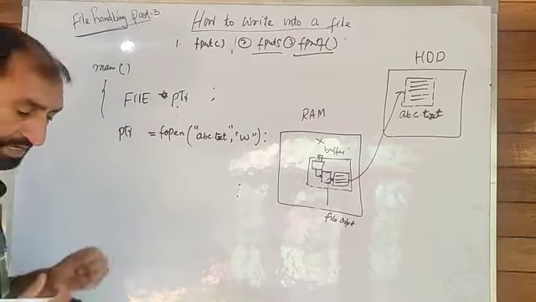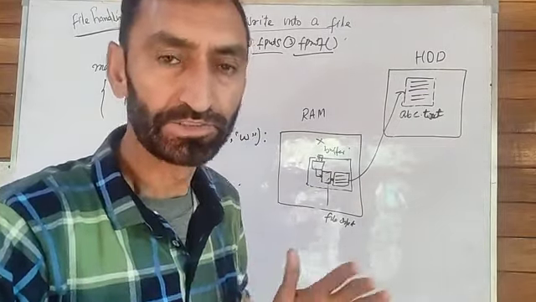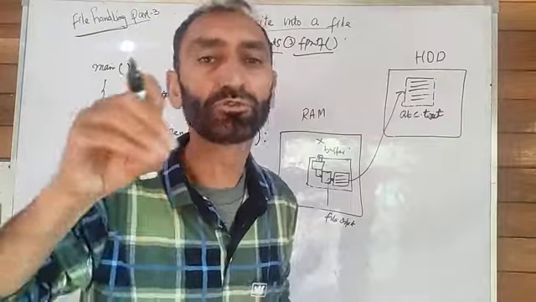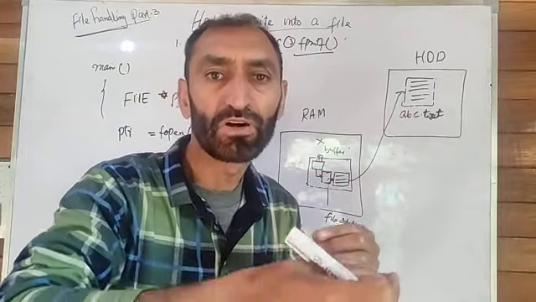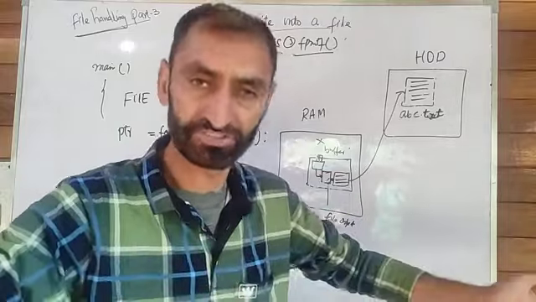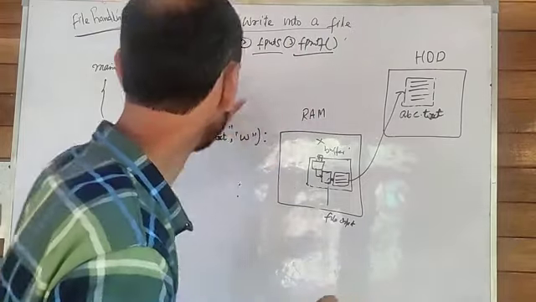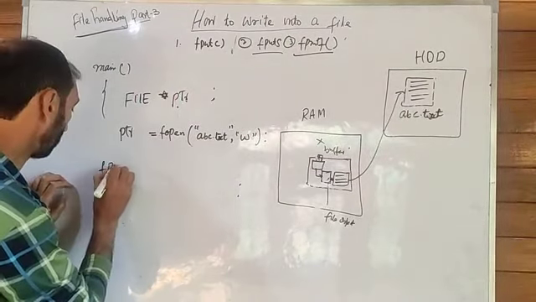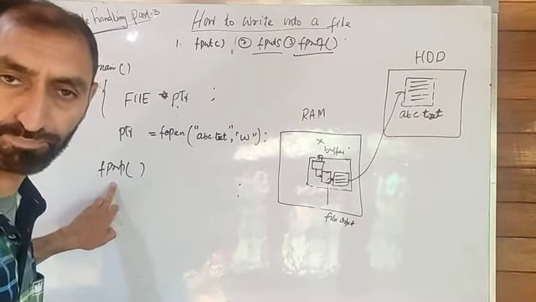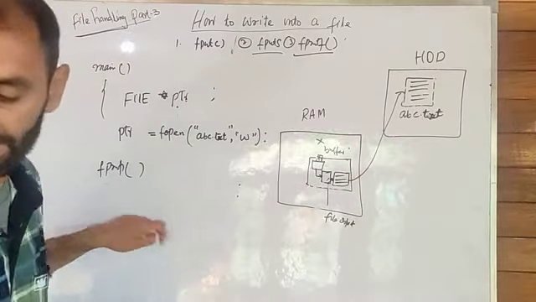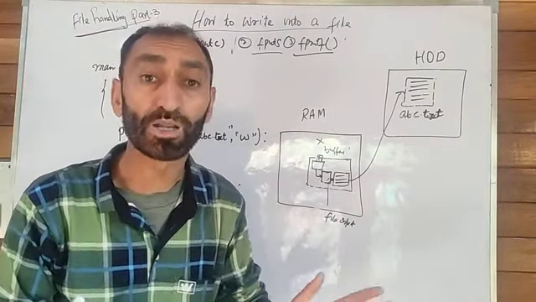For example, if we want to write different data into the file, for example, integer data, character data, float data, or string data, at that time we use the fprintf function. We can also say it is called the formatted output.